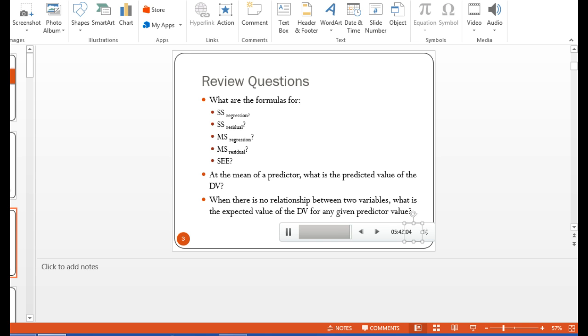Finally, hopefully you know the answer to this by now. When there's no relationship between two variables, what is the expected value of the DV for any predictor value? And that is simply the mean of the DV.